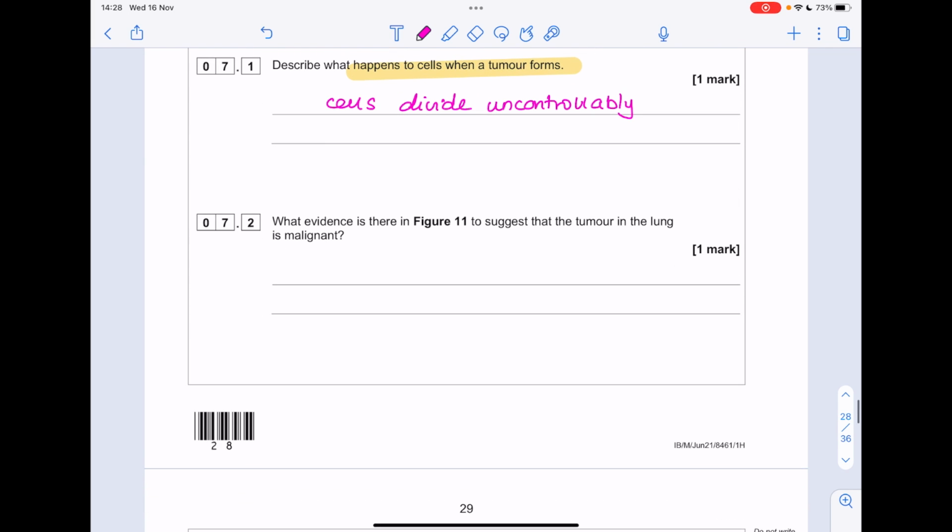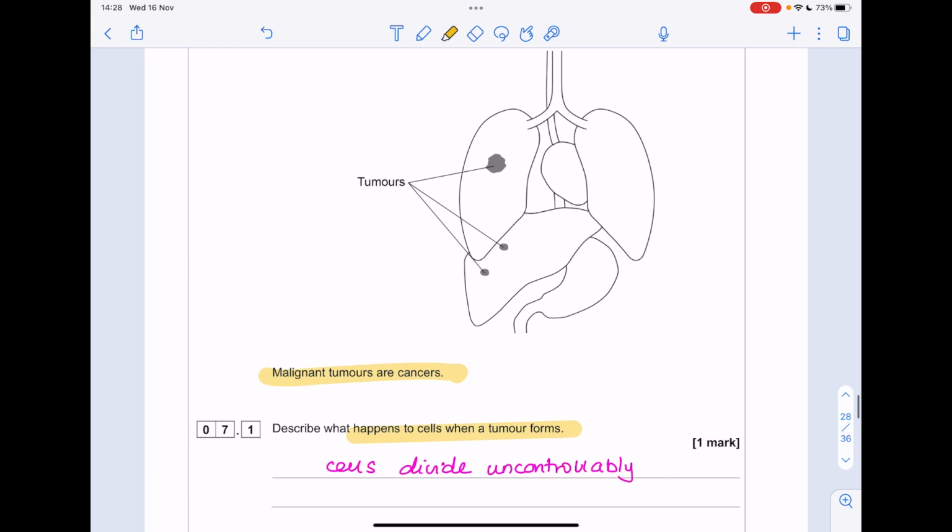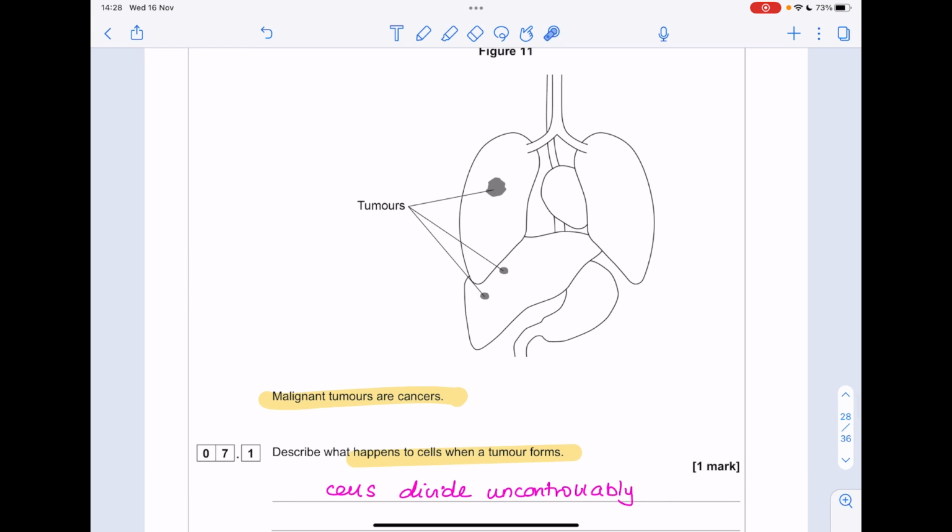What evidence is there in figure 11 to suggest that the tumour in the lung is malignant? A malignant tumour is one which spreads. So it's the fact that it's spread to other parts of the body, including the liver down here.